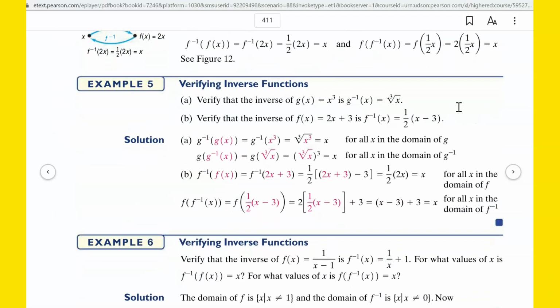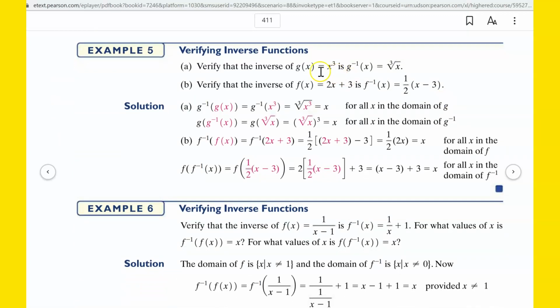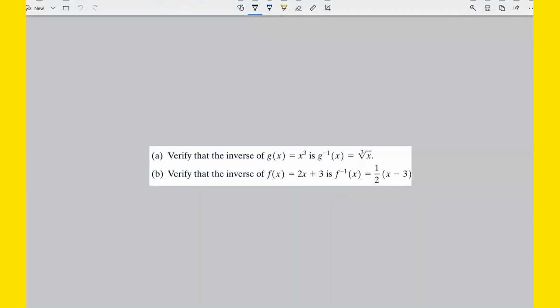So, verifying inverse functions. If we're given two equations, g of x equals x cubed and g inverse of x equals the cube root of x, and we want to verify that those are inverses, then we could do that with what we just said. We could say g inverse of g, which means we got to take one of them and plug it into the other. It doesn't matter which way we go. We could also do g of g inverse. But we got to take one of these and plug it into the other.